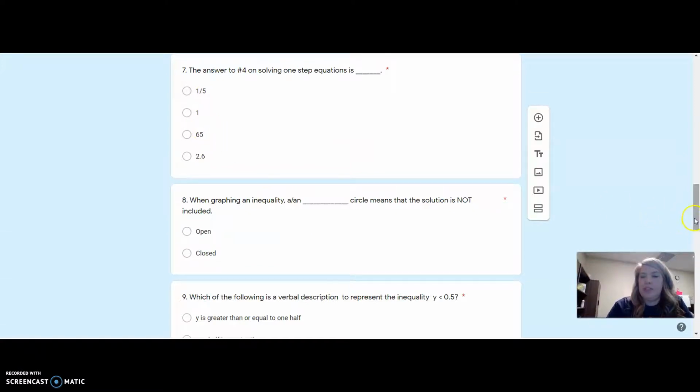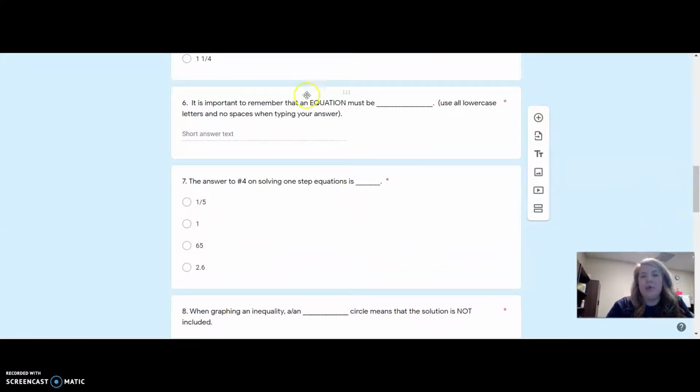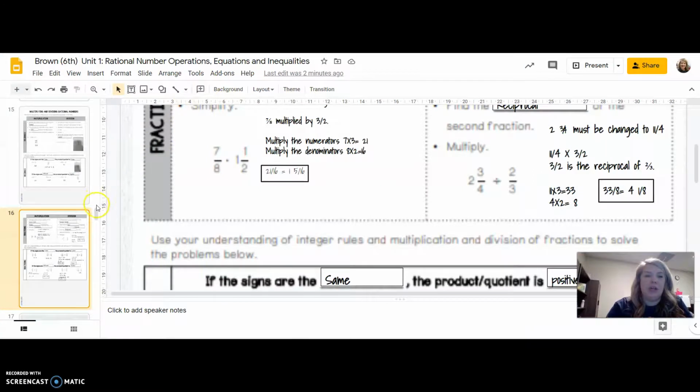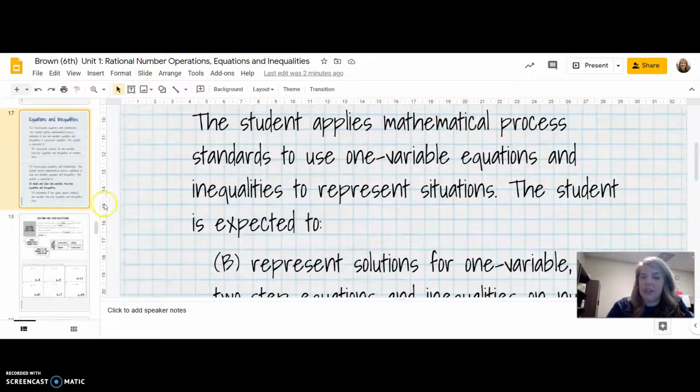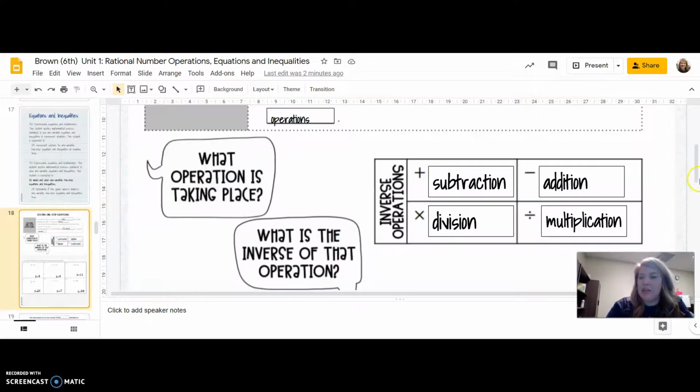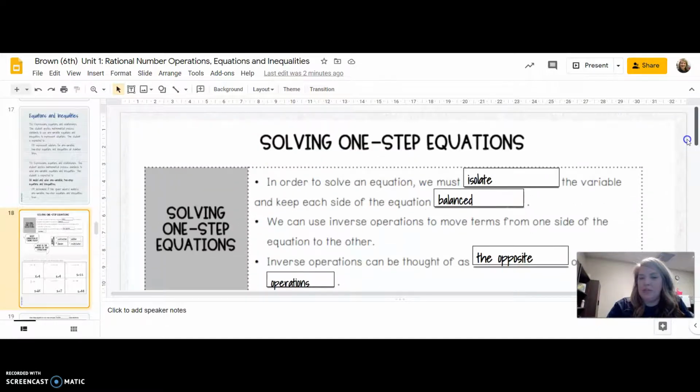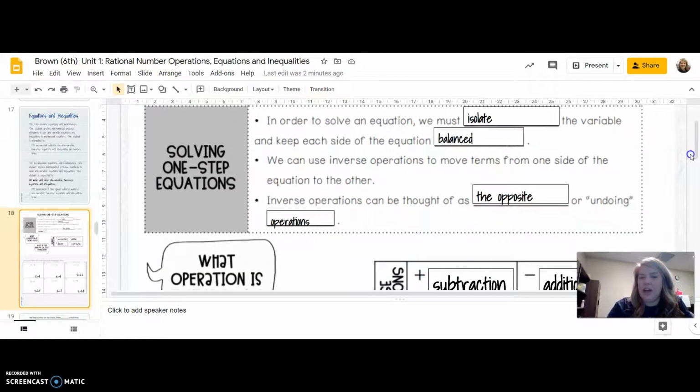For number 6, it is important to remember that an equation must be blank. Use all lowercase letters and no spaces when typing your answer. So here is my Unit 1 notebook. Here's where it starts talking about equations and inequalities. The next slide is one-step equations, and we did these together in class. In order to solve an equation, we must isolate the variable and keep each side of the equation balanced.